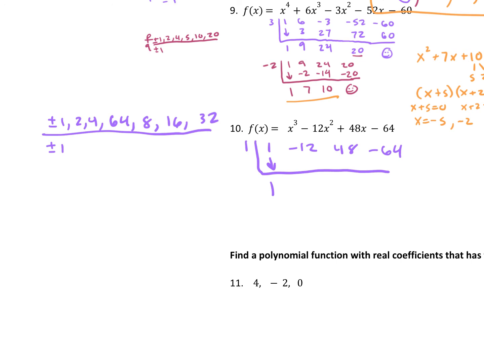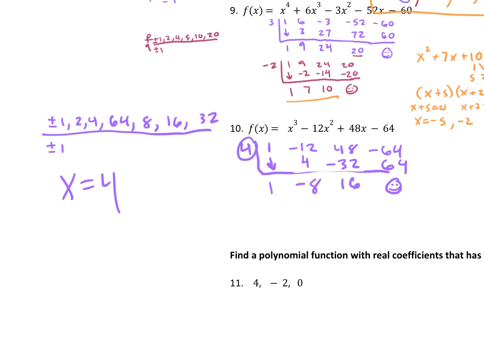So drop the 1 down, add, I get 1. Then this should be 1. Negative 11. Multiply, negative 11, add. It's not going to work. Let's try 4. So drop down the 1, multiply, add, negative 8, multiply, negative 32, add, we get 16, multiply, 64, add, 0. So 4 works. So one of my answers is 4.